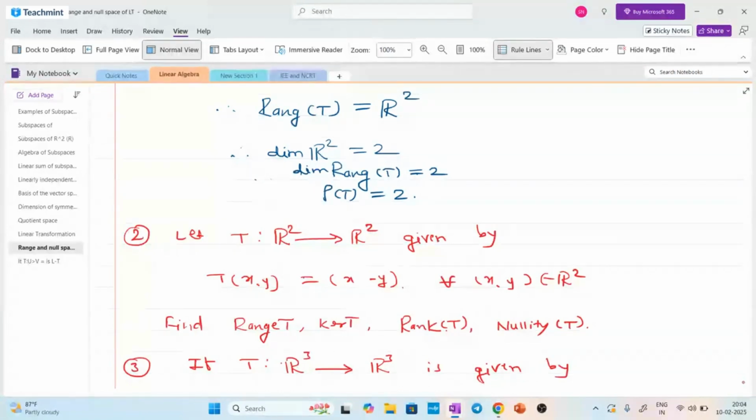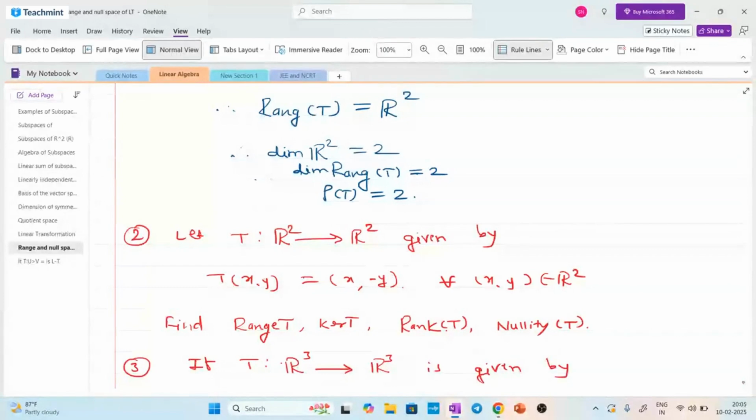T is from R square to R square, given by T of (x, y) is equal to (x, minus y) for all (x, y) belongs to R square. Since T is defined like this, it is already a linear transformation, because all the coordinates here are linear. x is linear and minus y is also linear. That's why this T is a linear transformation. Then they asked you the range of T, kernel of T, rank of T, and nullity of T. You solve it by this method and see what answer comes.